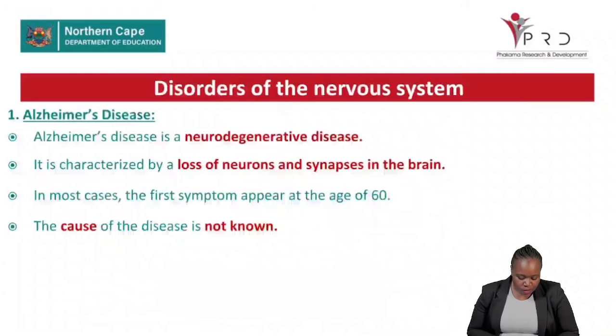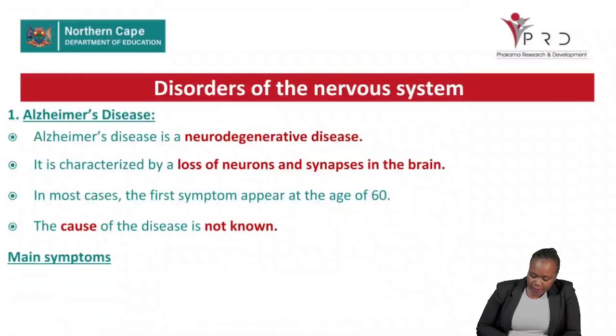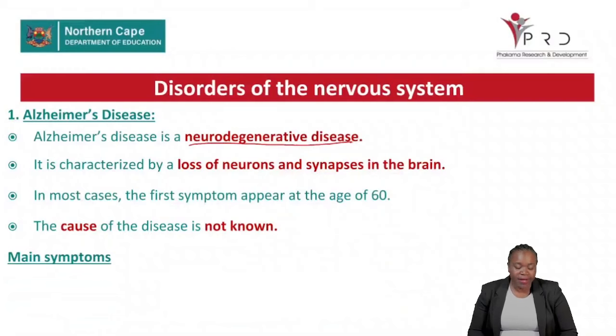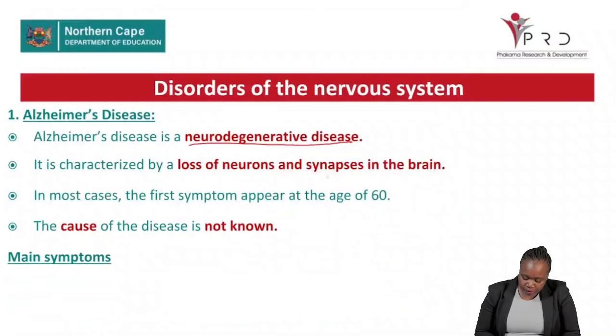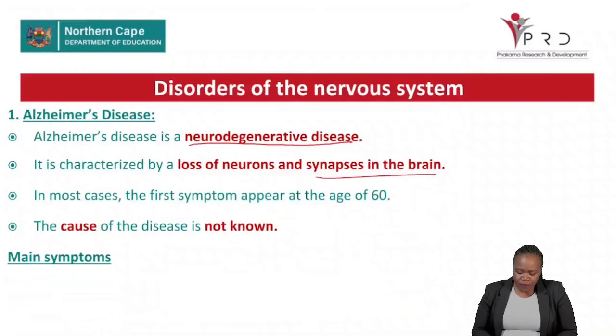Okay, lastly, we are just going to quickly have a look at the 2 disorders of the nervous system. We have Alzheimer's disease and we have multiple sclerosis, right? So Alzheimer's disease is a neurodegenerative disorder which is characterized by the loss of neurons and synapses in the brain. If there's loss of synapses, it means that synaptic contact and that transmission of impulses from one neuron to the next would be lost as well, right?